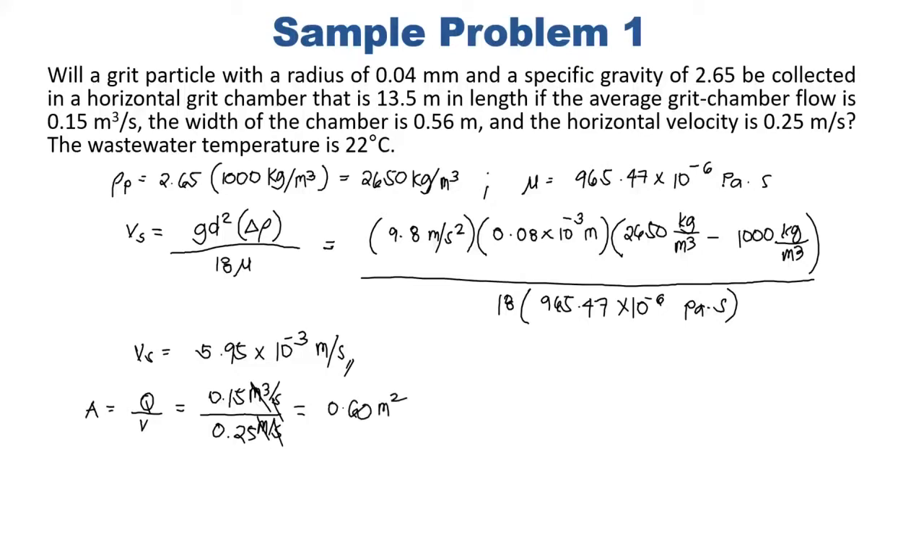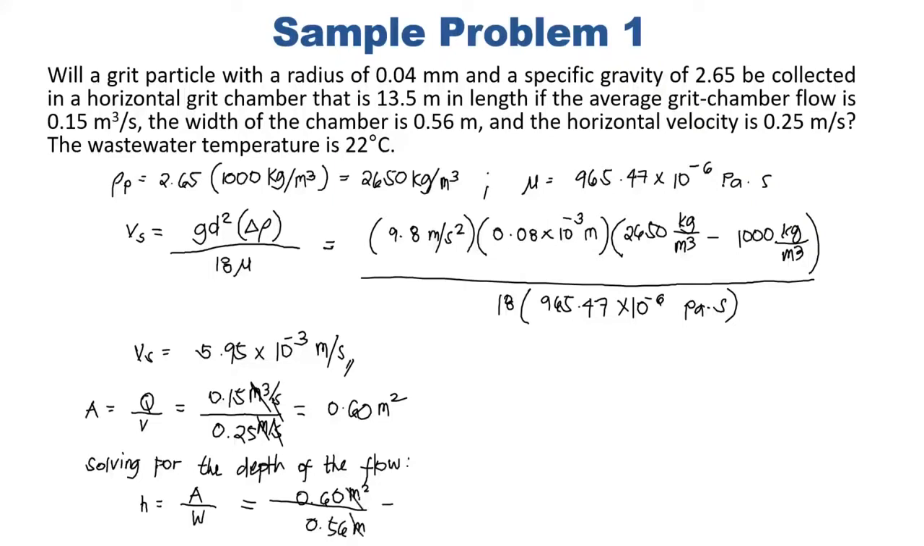Now, after solving the area, we need to solve for the depth of the flow. We are looking for the height here. So height is equal to the area divided by the width of the chamber. So we have the area of 0.60 square meters divided by the width of 0.56 meter. So we have a height of 1.07 meters.